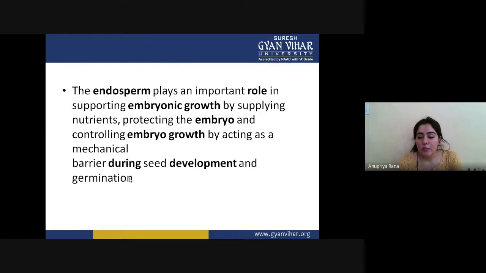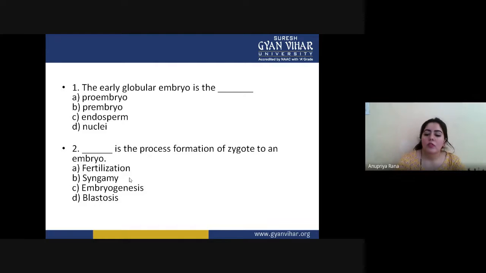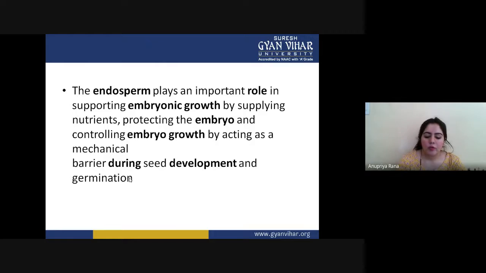They protect the embryo, controlling embryo growth by acting as a mechanical barrier. They just make a layer, so it is very definite that the embryo has to develop within this range only. Unnecessary division cannot happen inside the embryo. Only those divisions take place which are necessary for the development of the embryo. So no other unnecessary division happens if the endosperm is present as a mechanical barrier for seed development. So this is all about embryo and endosperm formation.